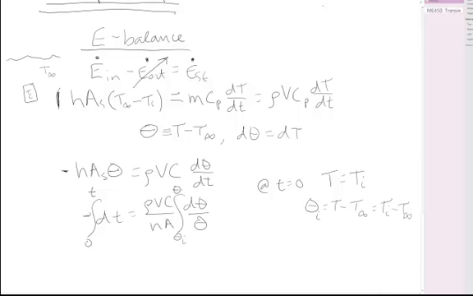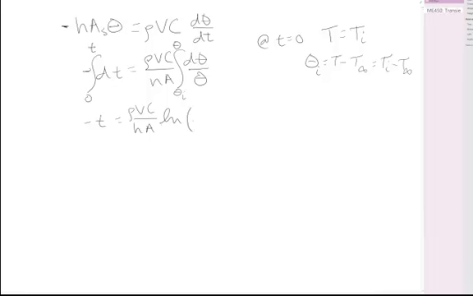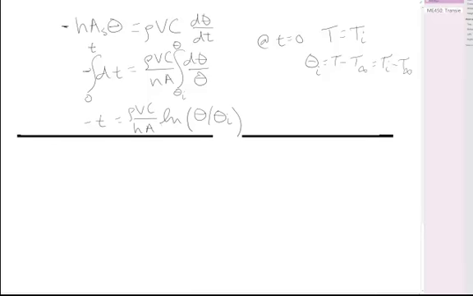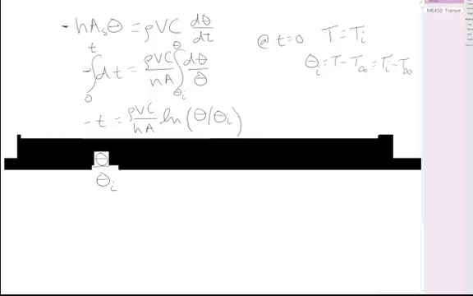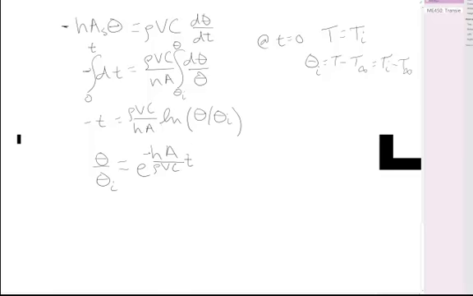Now, if we do this integral, we get a minus t on the left side, and we get rho Vc over hA times the natural log of theta over theta i on the right side, which when you take care of the exponential, this is going to become theta over theta i equals e to the negative hA over rho Vc times t. Okay, so this is a negative exponential.